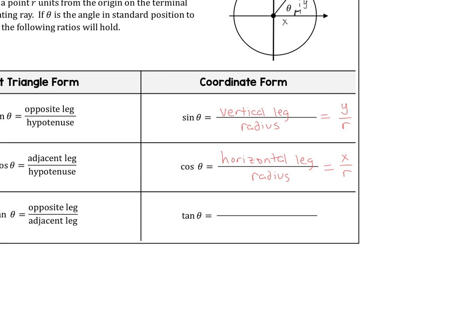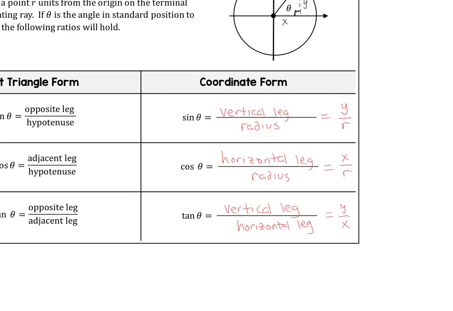And then finally, we said tangent was opposite over adjacent, which in coordinate form translates to vertical leg over horizontal leg, which would be simply y over x. So we've got these three main properties that hold here: sine is y over r, cosine is x over r, and tangent is y over x.